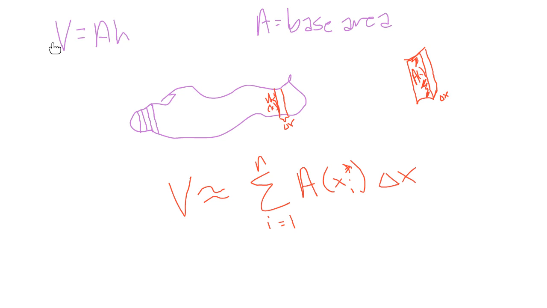And we can actually relate this back to that V equals A h. We have our V, we have our A, and then we have our A of x, which is the area of that particular cross section. And we have our delta h, which we can treat as our height, since that's that other dimension, that third dimension we're trying to take into account.